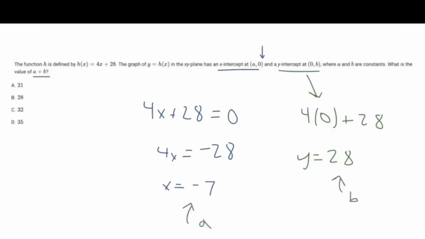And so if we add them together, negative 7 plus 28, that's going to be equivalent to positive 21, and so A is our answer.